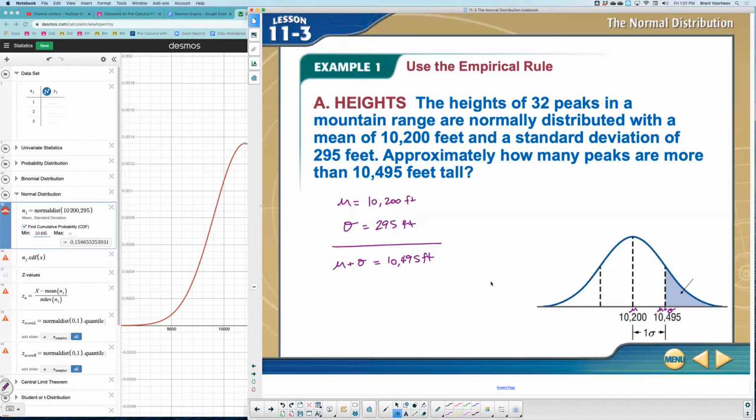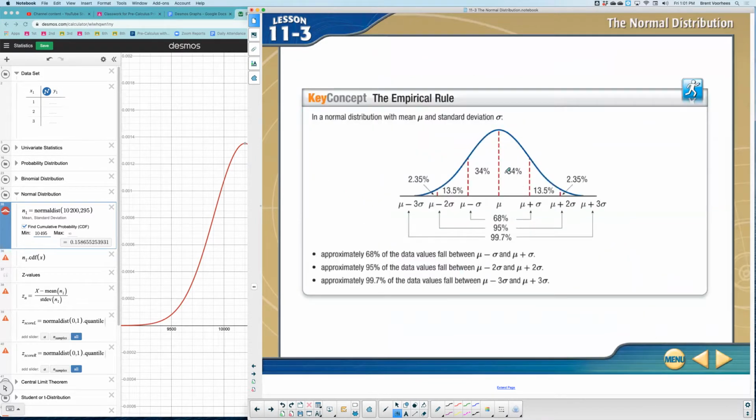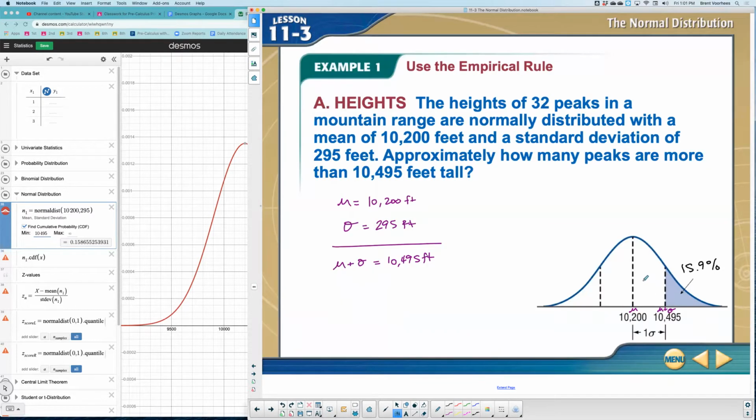How many peaks are more than 10,495 feet tall? Approximately 15.9% of the peaks are taller than 10,495. And that's because it's one standard deviation over. So remember from this slide that one standard deviation is 34%. So you have 34% right there. And from the halfway point over in all of this area, you have 50%.